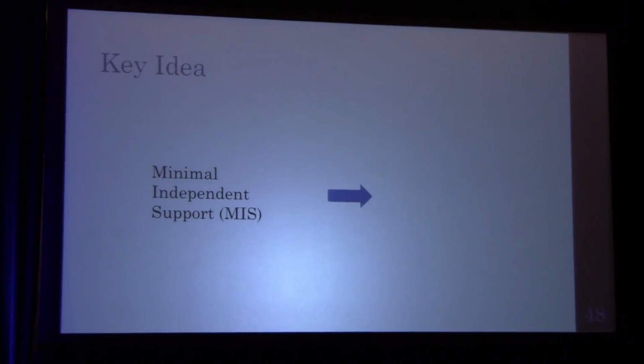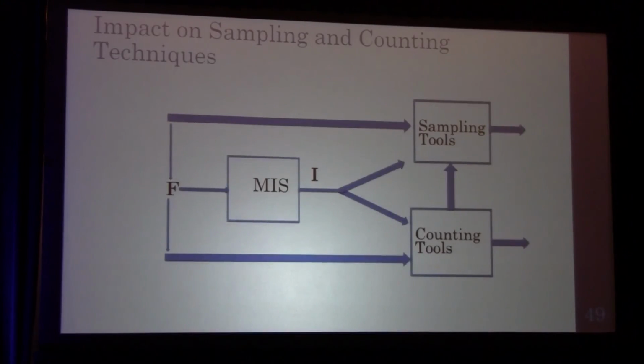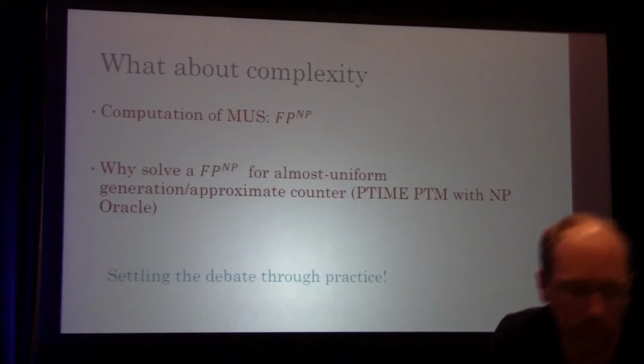One interesting development last year was to show that computing a minimal independent support can be reduced to a very well-known problem in the programming languages community called minimal unsatisfiable subset, for which a lot of tools have been developed. And once you compute this minimal independent support, you can plug it into the sampling and counting tools.